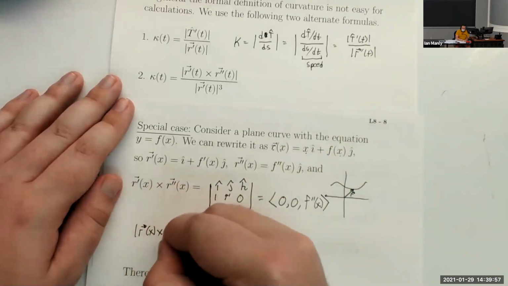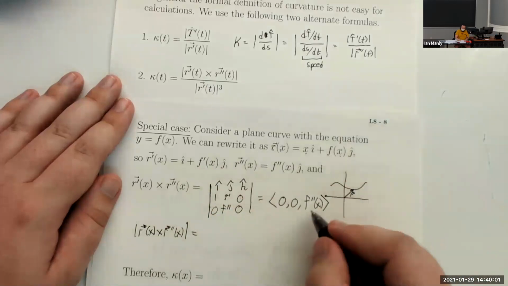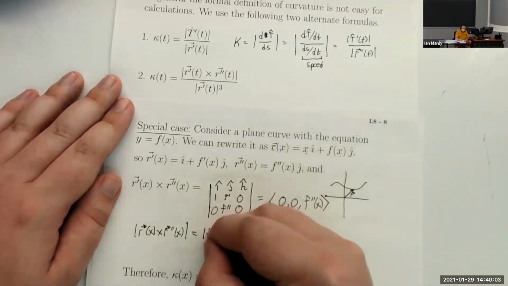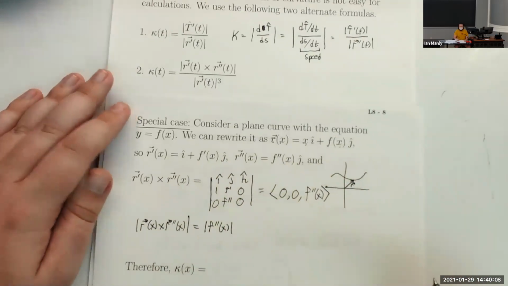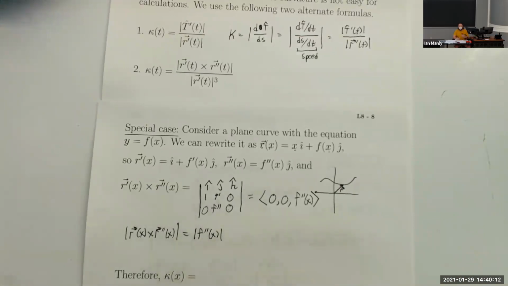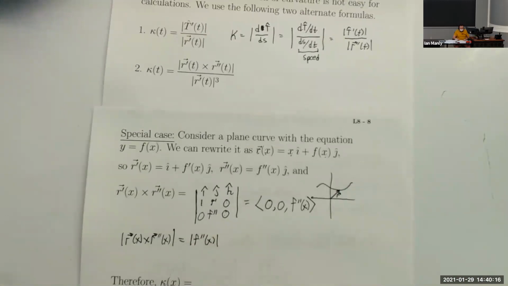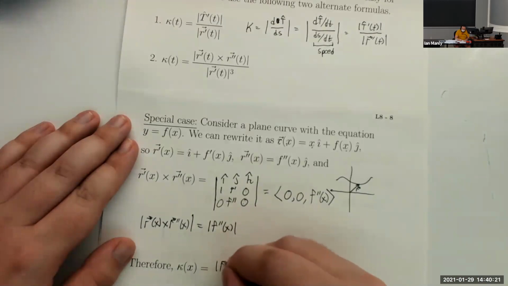And what's the magnitude of the cross product? Well, it's going to be the magnitude of this vector, so it'll be the absolute value of f double prime. So the acceleration kind of shows up here, and this is evidence that the curvature is not going to be acceleration here. Okay, now what we can do here is use our formula.